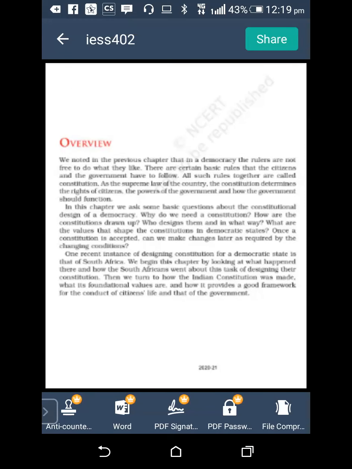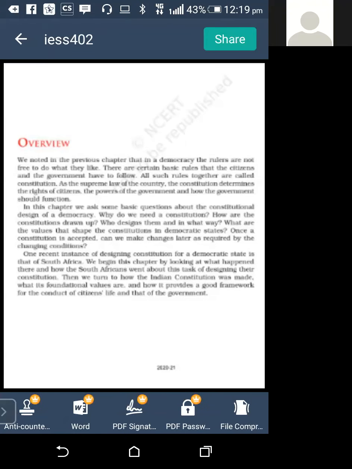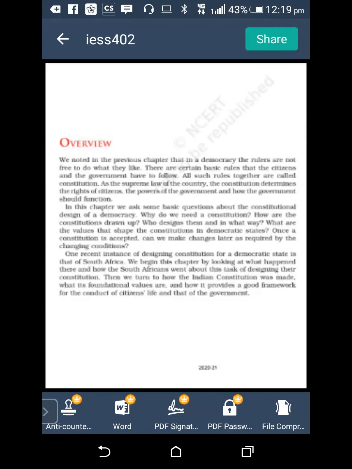Why do we need a constitution? How is the constitution drawn up? Constitution कैसे drawn किया जाता है? Who designs them? इसको design कौन करता है? And in what way? What are the values? इनकी values क्या हैं? What shape does the constitution take in democratic states? Democratic states में constitution का क्या shape होता है? किस तरीके से ये काम करता है? किस shape में ये काम करता है?